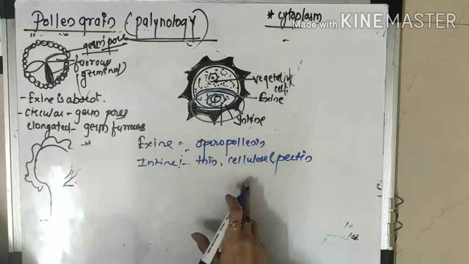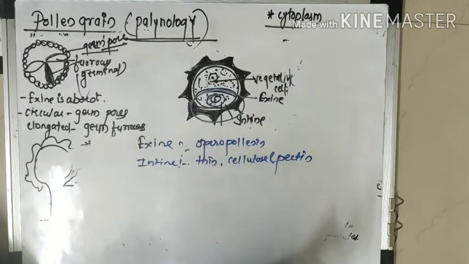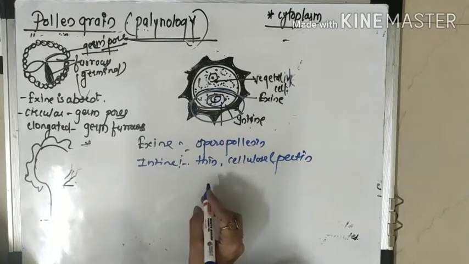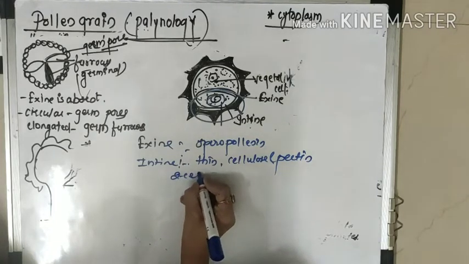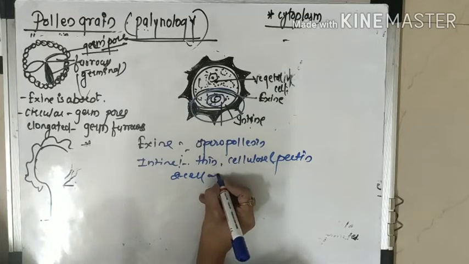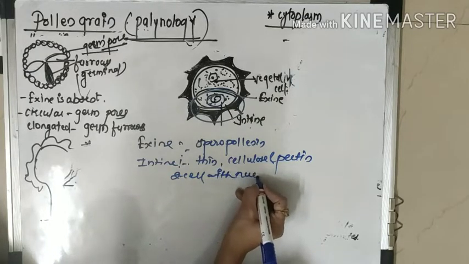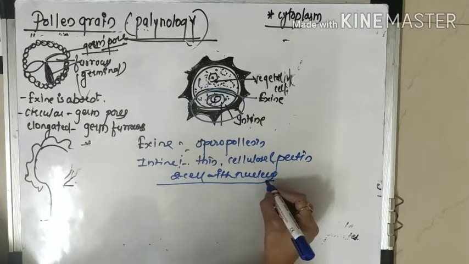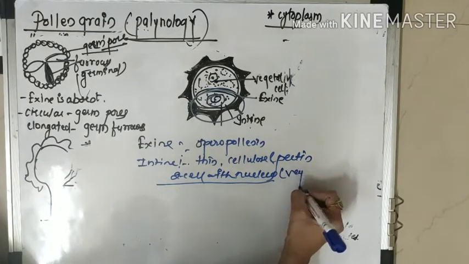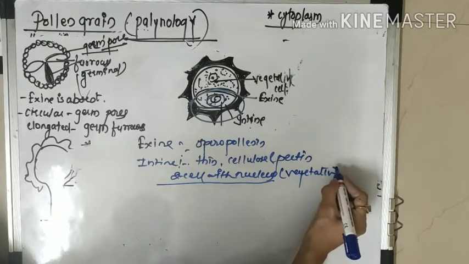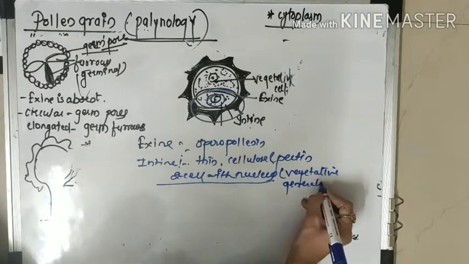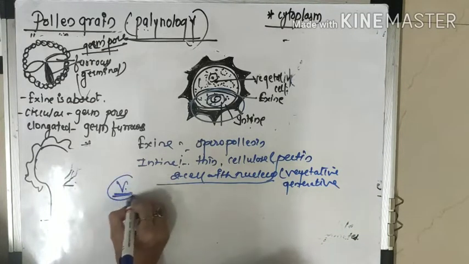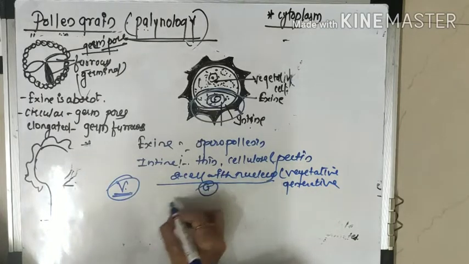The plasma membrane surrounds the cytoplasm of this pollen grain. Once the pollen grain is matured, it consists of two cells with a nucleus. We studied and are just summarizing all these things. So what are these two cells? One is vegetative, another is generative. V for vegetative, G for generative.